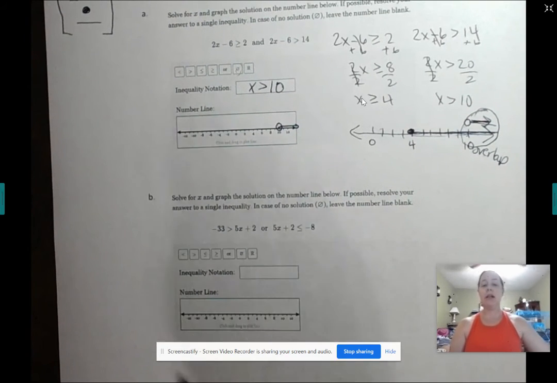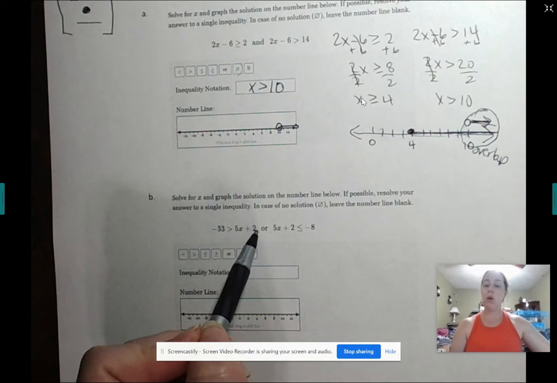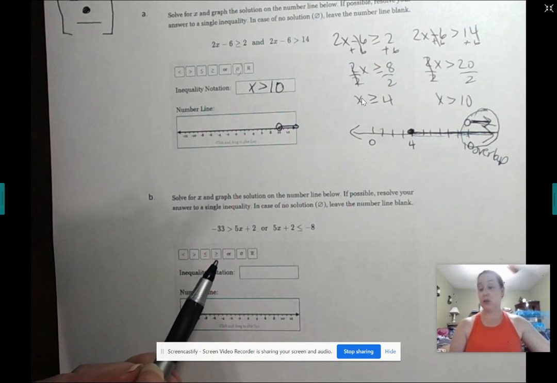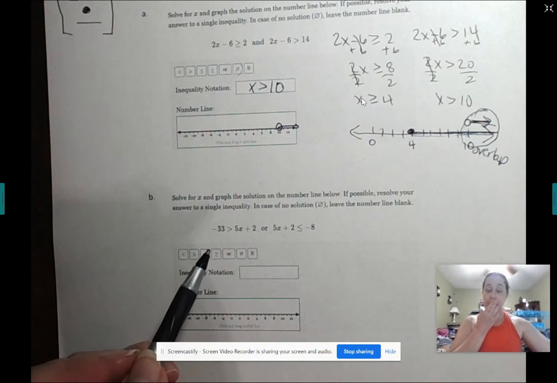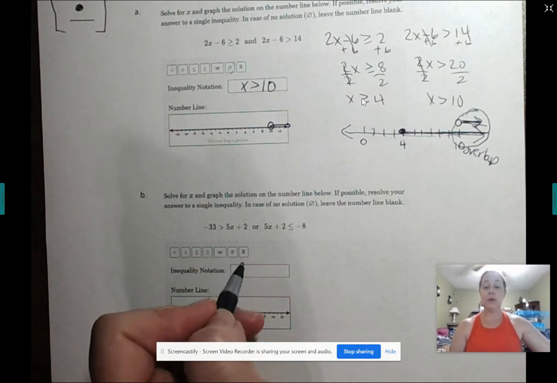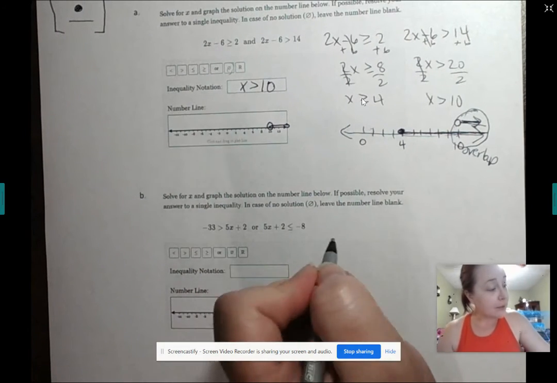All right, so now we're going to look at this next one. Now this one is an OR. So with an OR, we're not expecting there to be overlap. There shouldn't be, actually. We're going to get two different answers. So I'm going to solve both of these like we did.